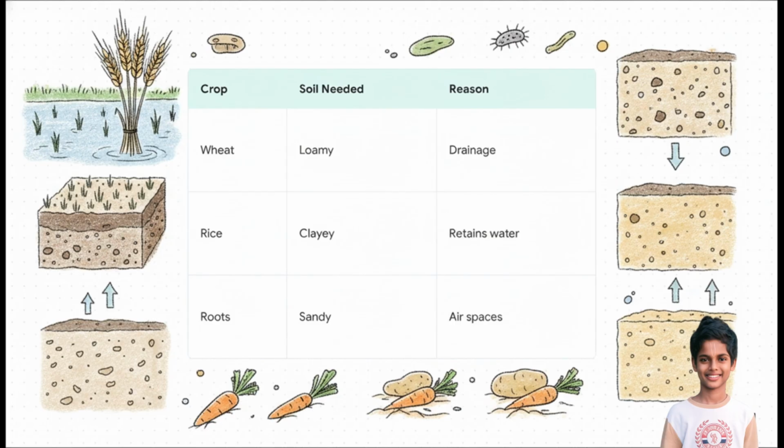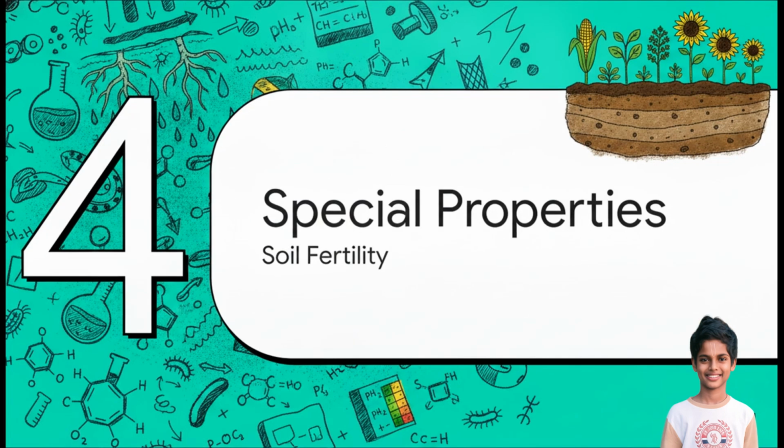Rice needs fine clay soil to hold and retain water effectively. Wheat, on the other hand, needs the well-drained, high-humus loamy soils, like the ones you find in Punjab and Uttar Pradesh. And root vegetables, they absolutely need sandy soil, so the large air spaces give their roots plenty of room to grow outward. Section 4, Special Properties and Fertility.